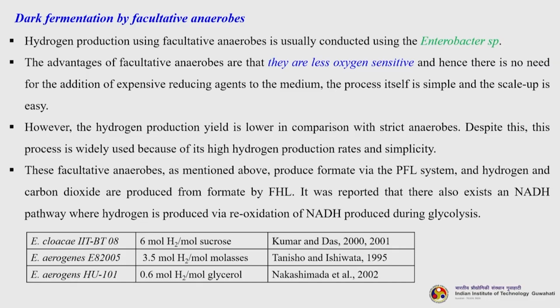So, Enterobacter cloacae IIT BT 08, developed by Professor Das's group in the IIT Kharagpur Biotechnology department, gave 6 moles of hydrogen per mole of sucrose. Enterobacter aerogenes ET2005 has given 3.5 moles of hydrogen per mole of molasses. Enterobacter aerogenes HU101 has given 6 moles of hydrogen per mole of glycerol. So, excellent works are being reported and many works are also being commercially adapted in a few biorefineries.